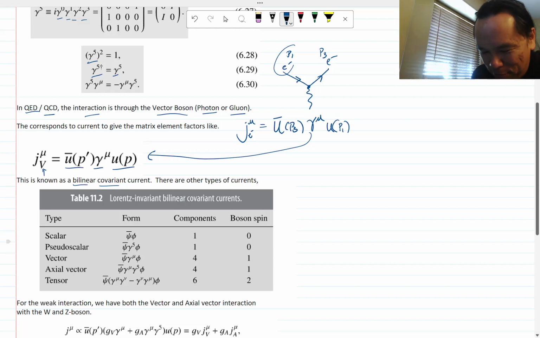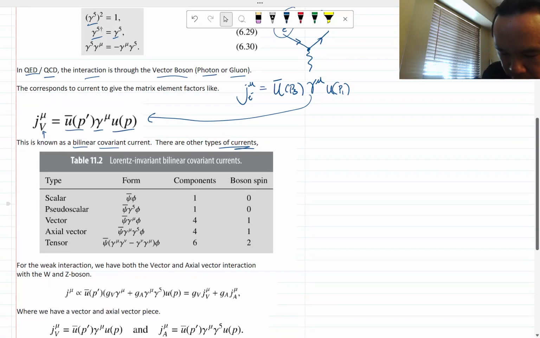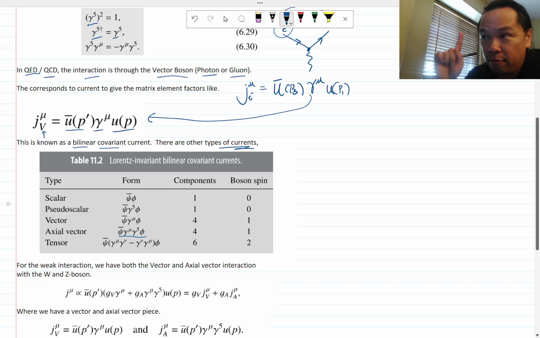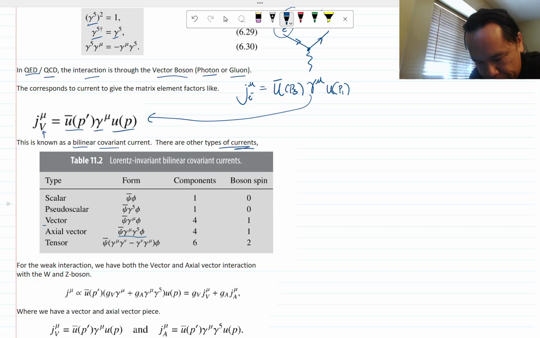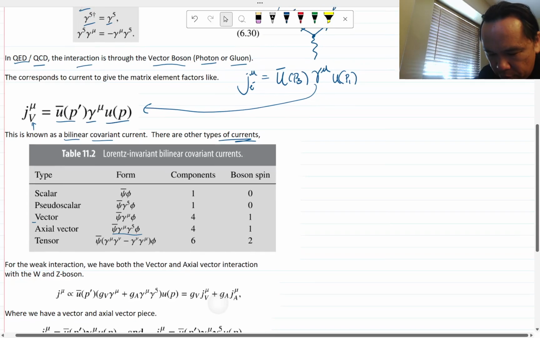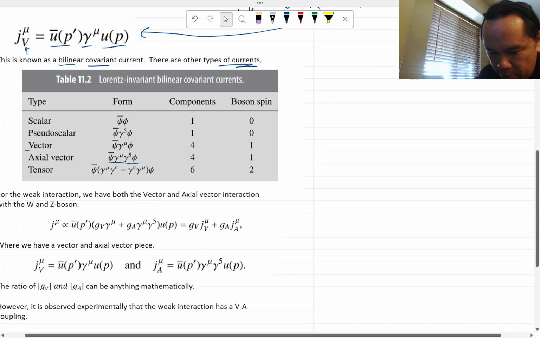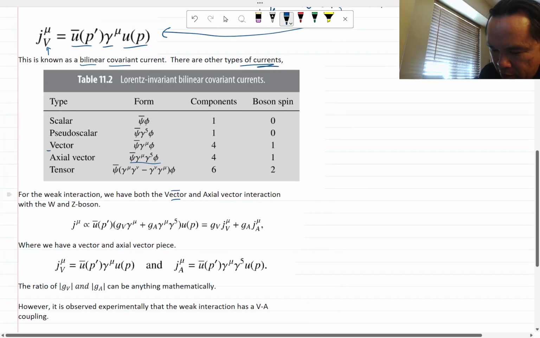Don't worry about memorizing these names, they're just mathematical terms. The reason for introducing this is that there are other types of currents that we haven't dealt with. Namely, the one we're going to deal with now is the axial vector, hence the V minus A. So we're going to have a V minus A version of this. The weak interaction is both a vector and an axial vector interaction.